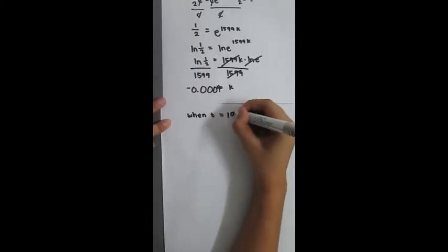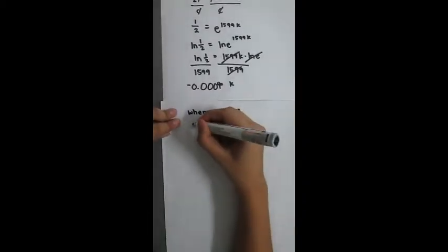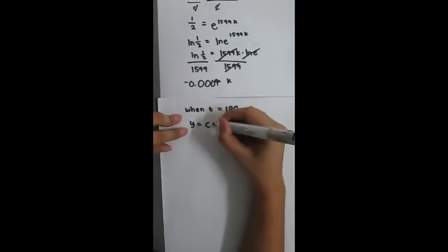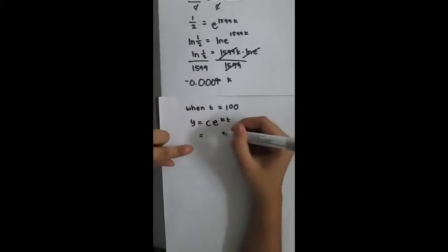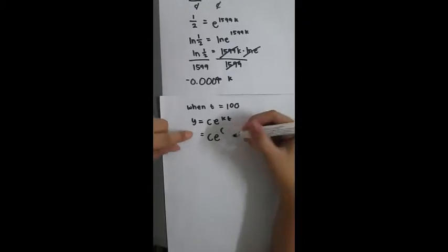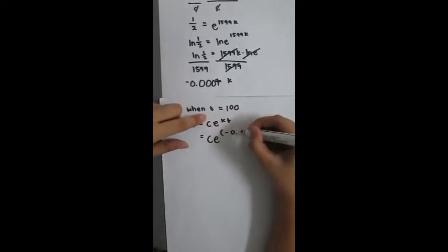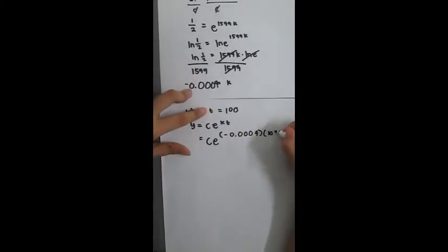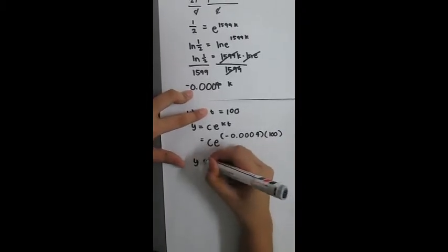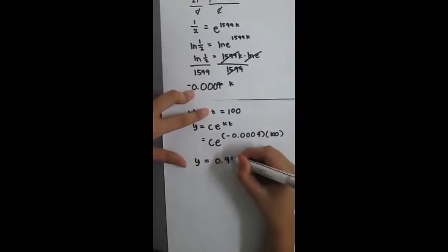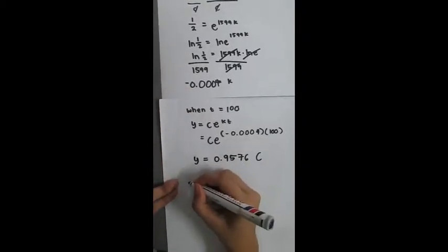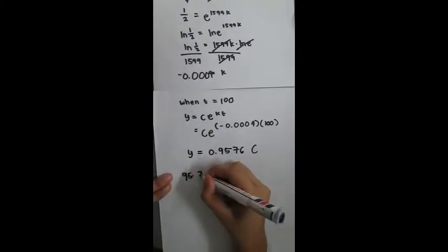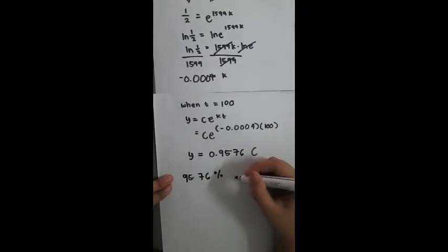t is equal to 100. We can now substitute it into the formula c e raised to kt, where k is equal to negative 0.0004 times the time, which is 100. y is equal to 0.9576c. The final answer is 95.76% remains after 100 years.